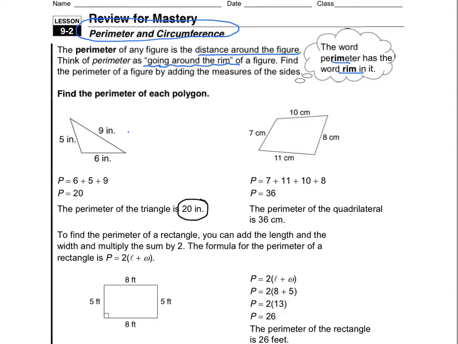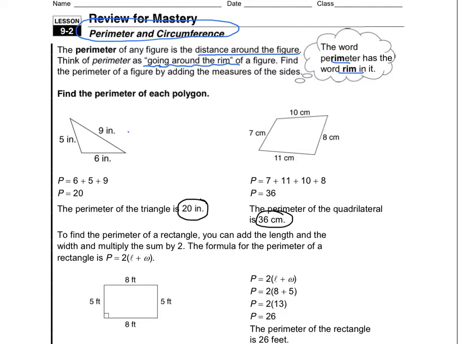For this quadrilateral over here, I'm going to be adding 4 sides together since my shape has 4 sides. That would be 11 plus 8 plus 10 plus 7. All together, that is 36 centimeters. Don't forget your unit.